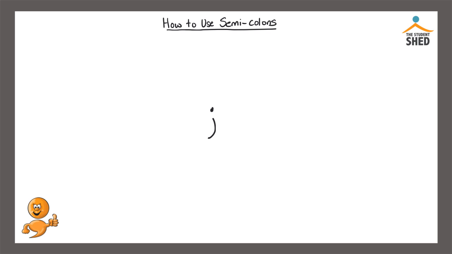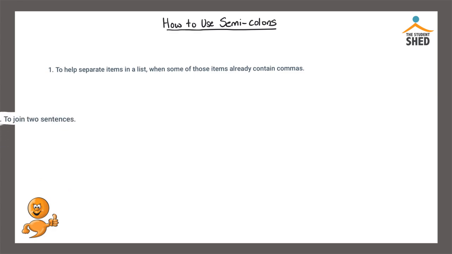Let's talk about two of the most common ways that we can use semicolons. Firstly, you can use semicolons to help separate items in a list when some of those items already contain commas. Another way to use semicolons is to join two sentences together. Let's start with the first method.